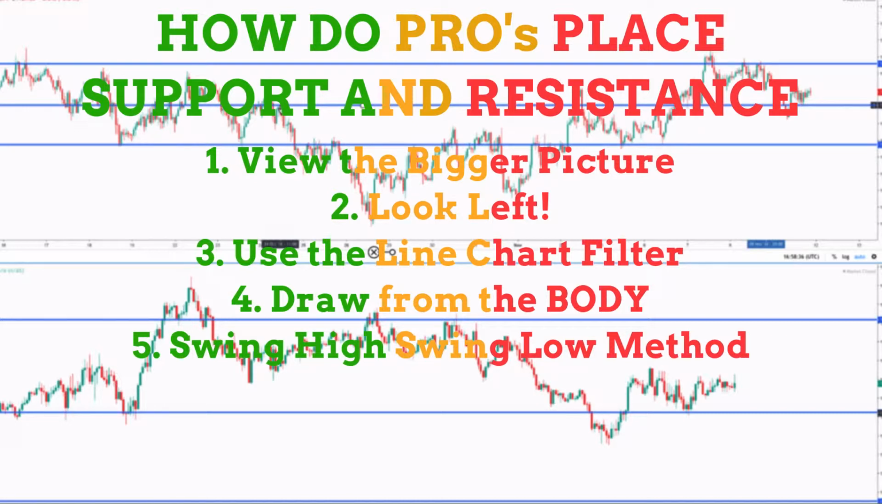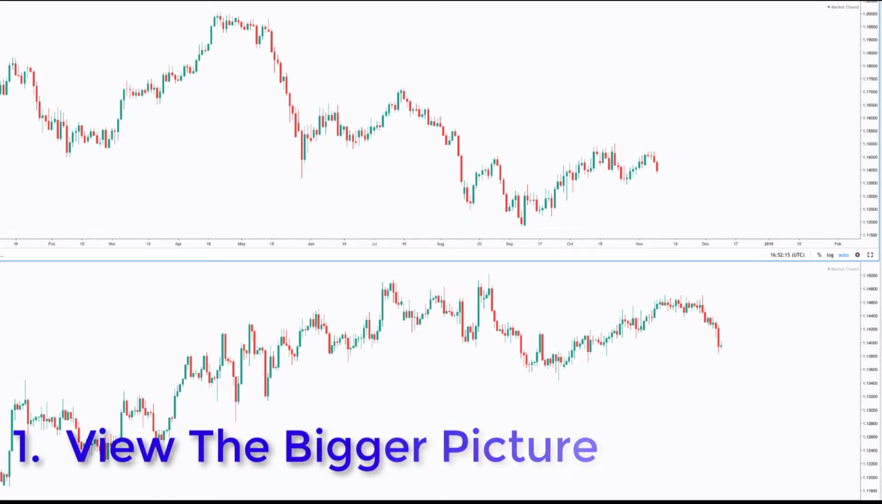This video will show you 5 ways to early mastery of support and resistance, how to identify the perfect levels on any price chart that you can actually incorporate into your trading today. I've condensed the best techniques for identifying support and resistance, so be sure to pay attention to this one. I'm certain you'll learn something new. Let's begin. Tip number 1 is to jump up to a higher time frame to view the bigger picture.